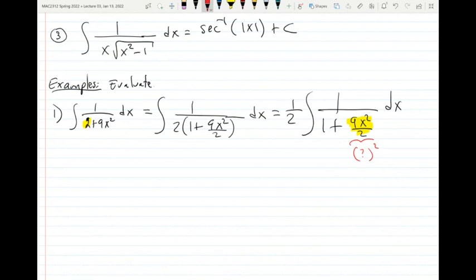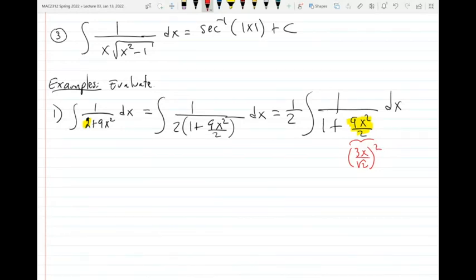Yes? So 9 is 3 squared. X is, well, x squared. So we can put a 3x in here. Now we just need to do something about this 2. We can put it over square root of 2. Yes? Because when you square it, you get that guy. So I'm going to rewrite this as 3x over square root of 2 squared.